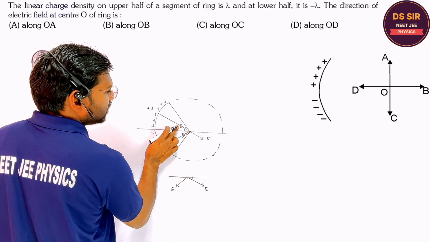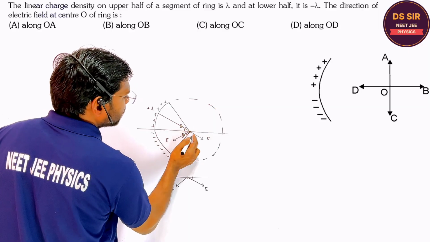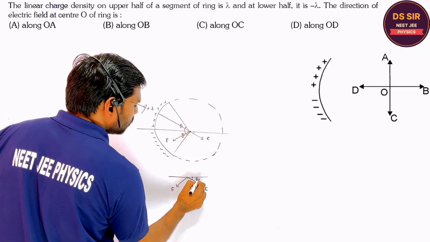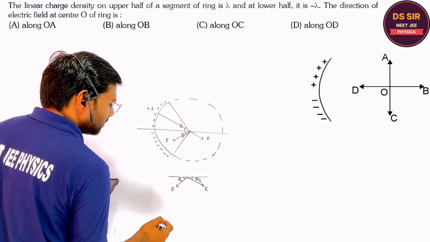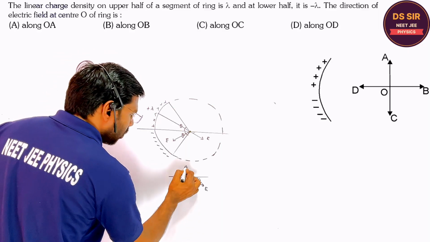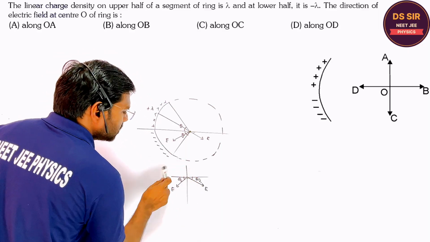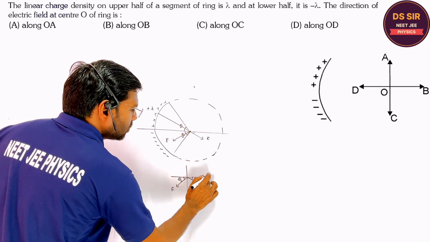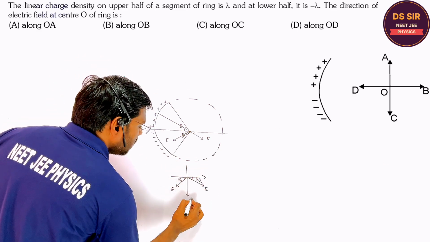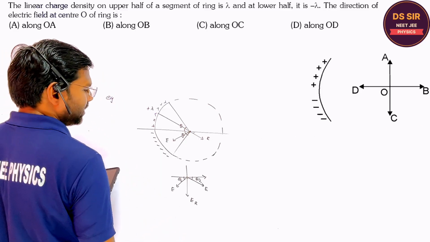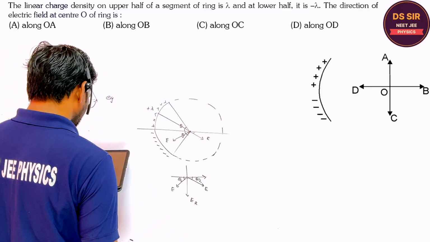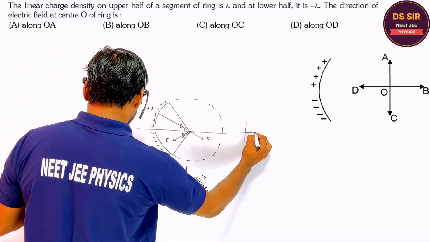Although if this is theta, it is in the middle, so it will be theta by 2 on each side, but they are not asking the angle, only the direction, because the cos components will cancel out each other. Only the resultant electric field will be 2E cos theta by 2 in this direction. So they have given this sign.